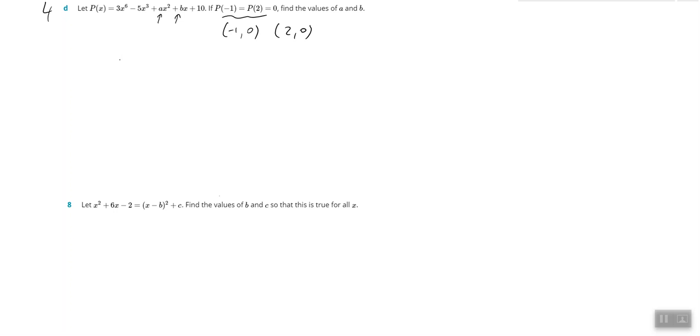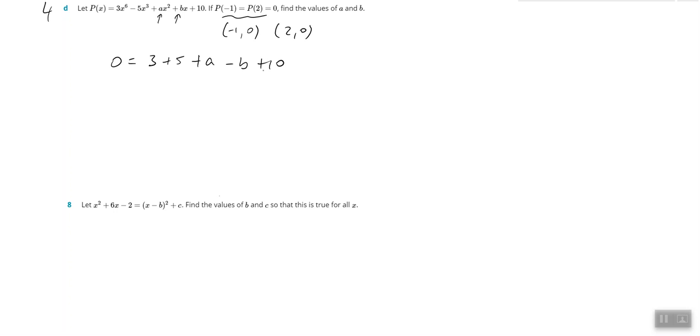So we'll sub in -1 first into p of x, meaning when x is -1, y is 0. Now -1 to the power 6 is just positive 1, so it's 3. -1 to the power 3 is -1, -1 times 5 is positive 5. -1 squared is positive 1, it's just a. And -1b, or negative b, plus 10.